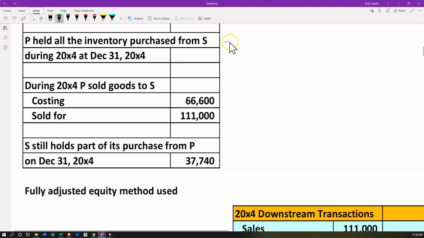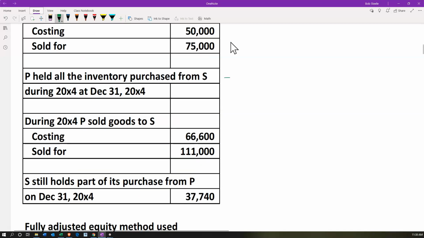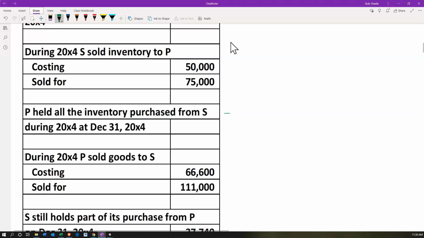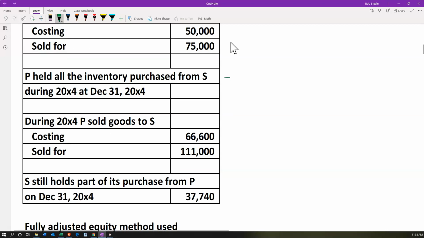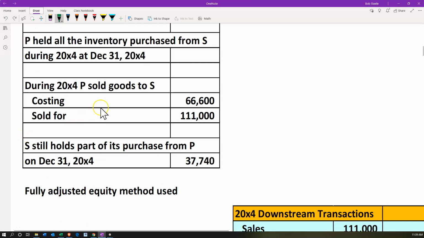Then P held all the inventory purchased from S during 2000 X4 as of December 31st. So the question is, of the inventory that S sold to P, how much is P still holding on to, and how much have they actually sold outside of the organization? If we think of them as a group, did they sell it to someone outside the two companies? If so, then it would be an actual sale. If it's still on the books, then no actual sale really took place. And then during 2000 X4, P sold goods to S, so now the parent is selling to the subsidiary.